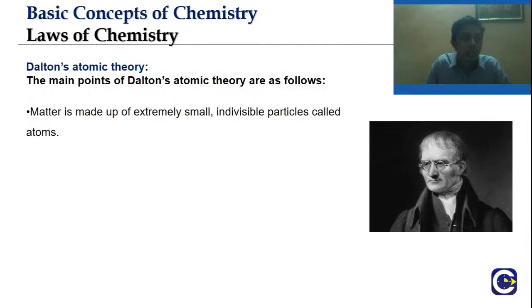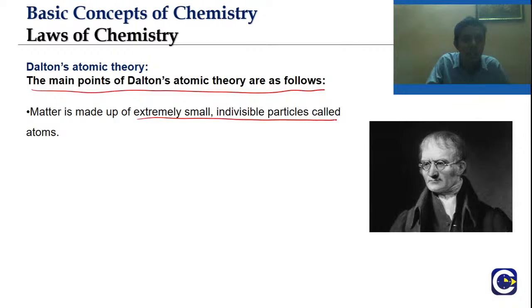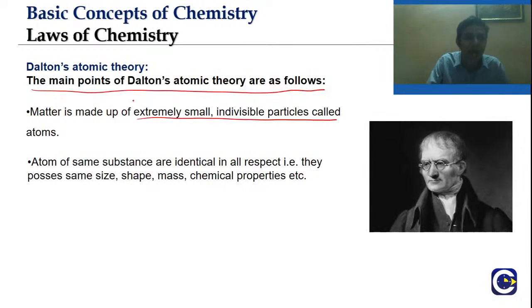Dalton's atomic theory. The main points of Dalton's atomic theory are as follows. All of you might know what exactly Dalton said about the atom. He was the first one to propose about the atom, isn't it? He told that atoms are indivisible particles of matter. So he told matter is made up of extremely small indivisible particles. These are called atoms. Atoms of the same substance are identical in all respects. That is, they possess the same size, shape, mass, chemical properties, etc.